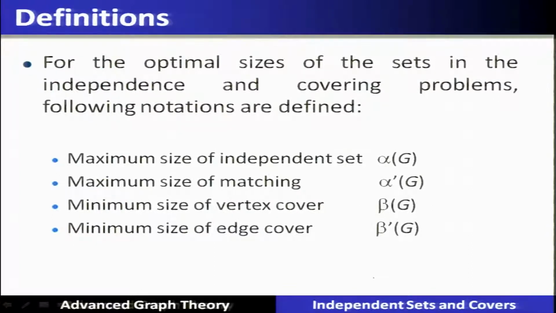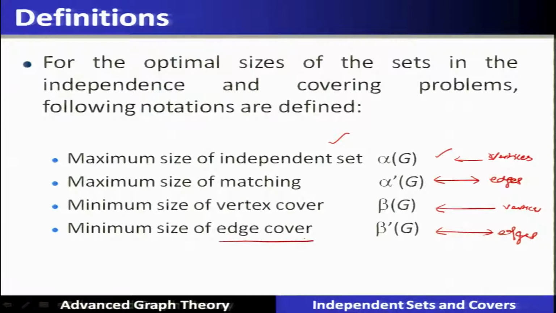With this we are going to give some definitions and terms which we are going to use in the further theorem. For optimal sizes of the independent sets and covering problems, the following terms are defined. Alpha G is the maximum size of an independent set, which is a set of vertices. Then the minimum size of the vertex cover: a vertex cover is a set of vertices which will touch all the edges. Then the maximum size of the matching, which is a set of edges, and the minimum size of the edge cover, which is also a set of edges.